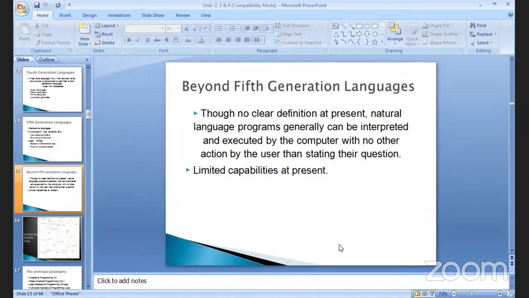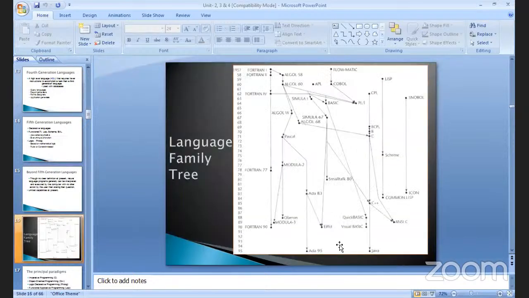Depending on our requirement, we can use different languages within our limits. This is the language family tree, which is known to us.